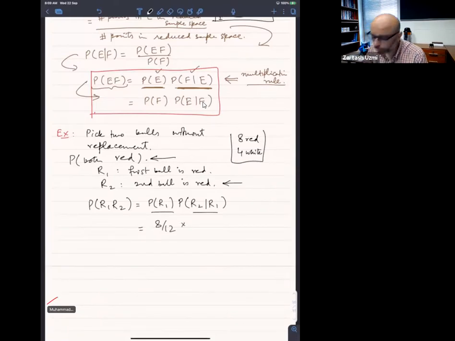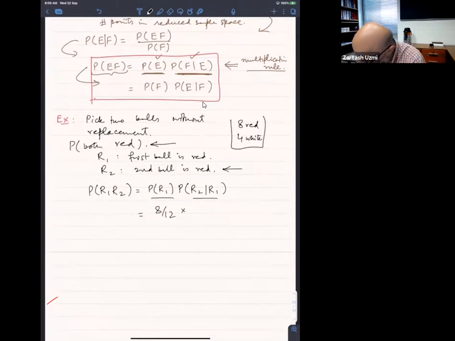What is the probability of R2 given R1? Answers in the chat window. R2 given R1. Usama, Umar, thank you. Anyone else? We have 31 people, only 2 answers. And that answer is actually correct. It's very easy to find R2 given R1.